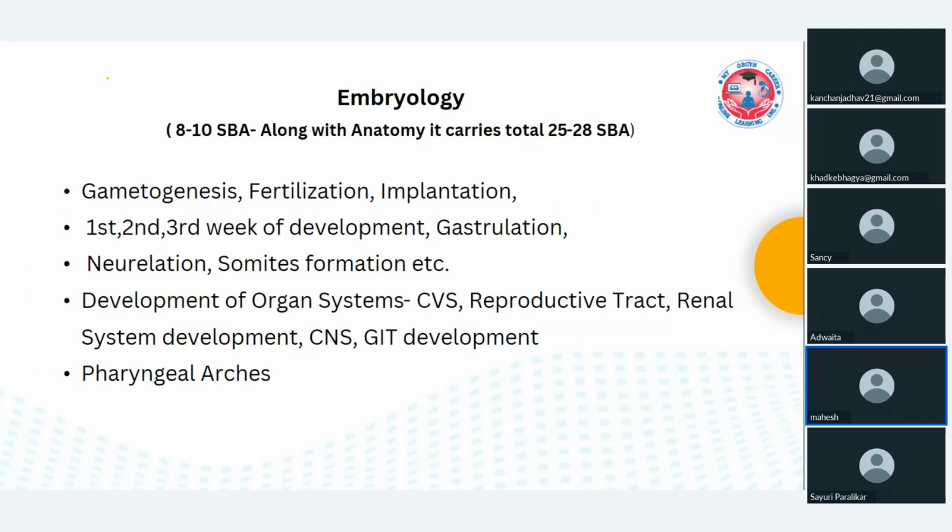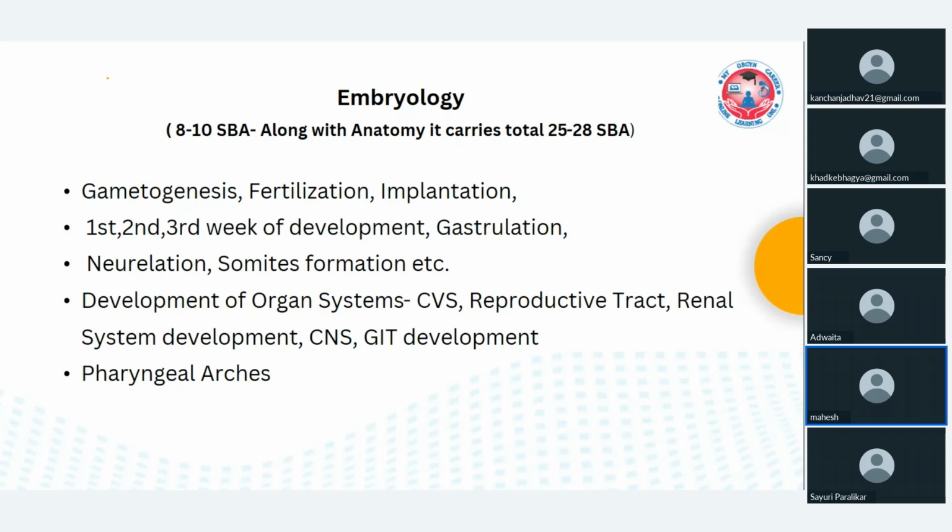Now coming to embryology, it will have around 8 to 10 SBAs, and along with anatomy there will be around 30% weightage in the final. The subtopics in embryology which are expected are gametogenesis, that is oogenesis and spermatogenesis, then fertilization, implantation, first week, second week, third week of development, gastrulation, neurulation concept, somite formation, and development of various organ systems like the cardiovascular system, reproductive system, renal system, CNS, GIT development, and pharyngeal arches.